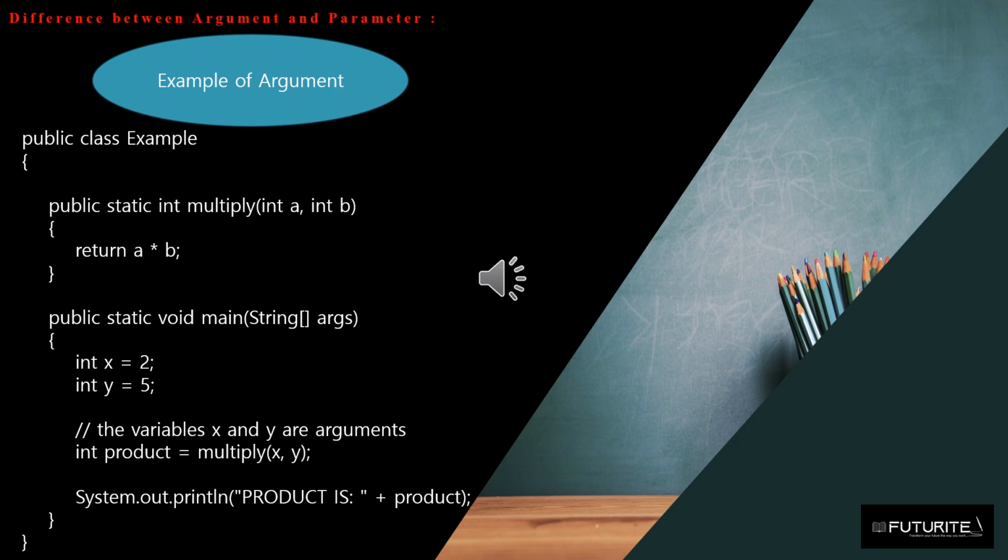Okay, so here x and y are exactly the values. The x variable has a value of 2, the y variable has a value of 5. So 2 gets replaced in place of a, 5 gets replaced in place of b. Okay, so where the multiply method is being called, in the calling environment, this x and y are known as arguments.